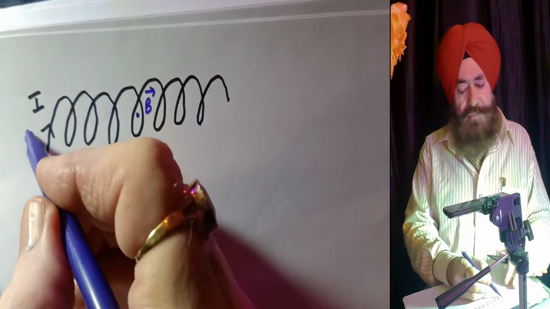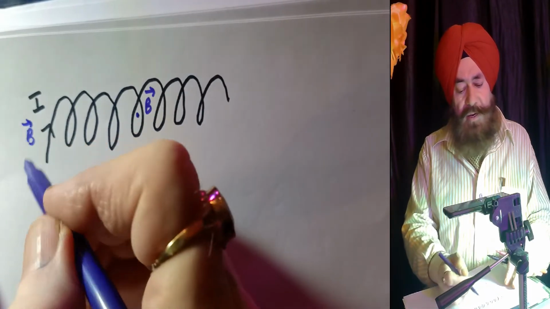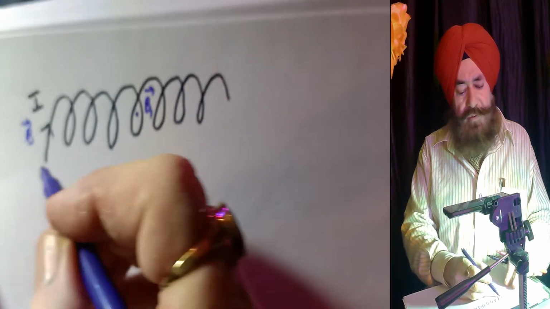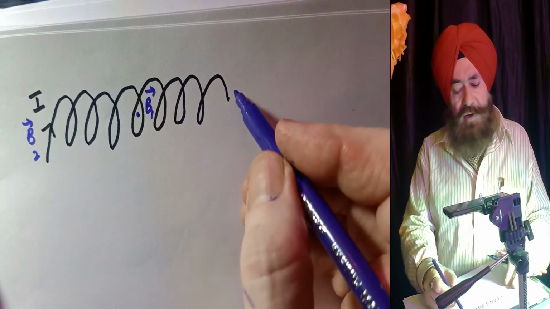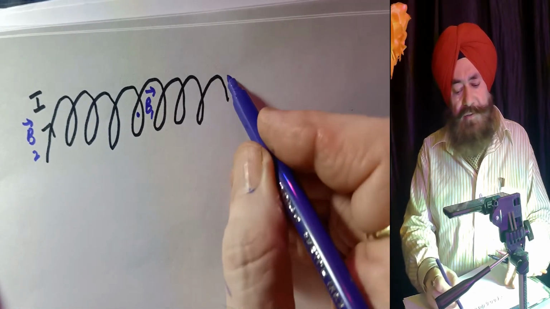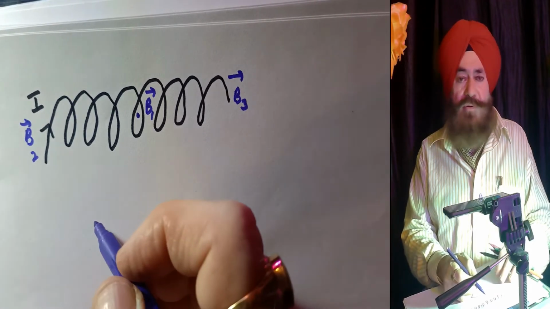What is the magnetic field at the end? What is the magnetic field at this end of the solenoid?